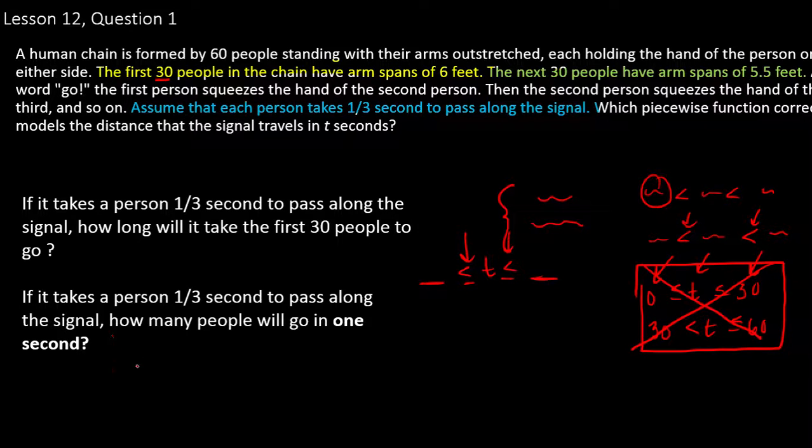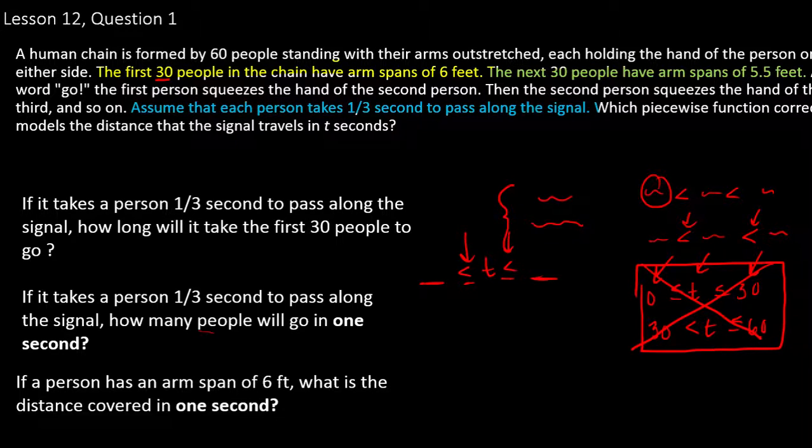Now, if it takes a person a third of a second to pass along the signal, how many people will go in 1 second? If it takes a third of a second to pass along the signal, how many people per second is that? And finally, if a person has an arm span of 6 feet, what is the distance covered in 1 second? So consider all of these pieces of information and use them to eliminate and select the correct option for the piecewise function.